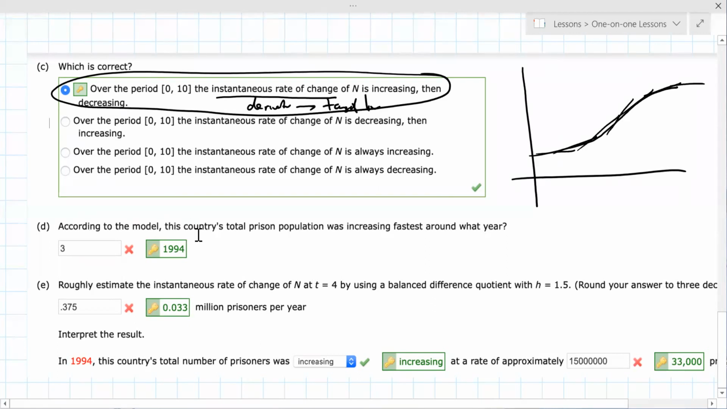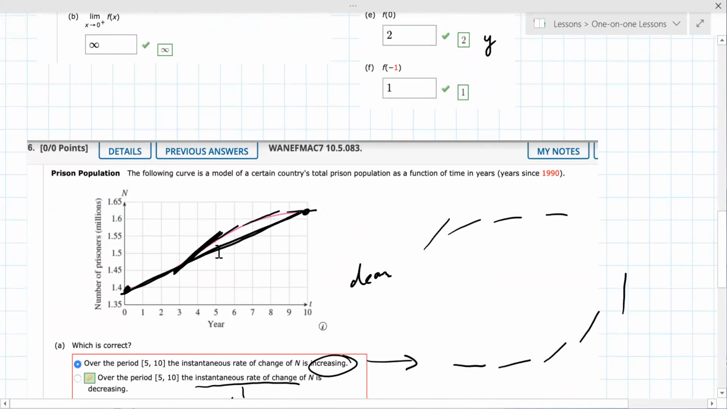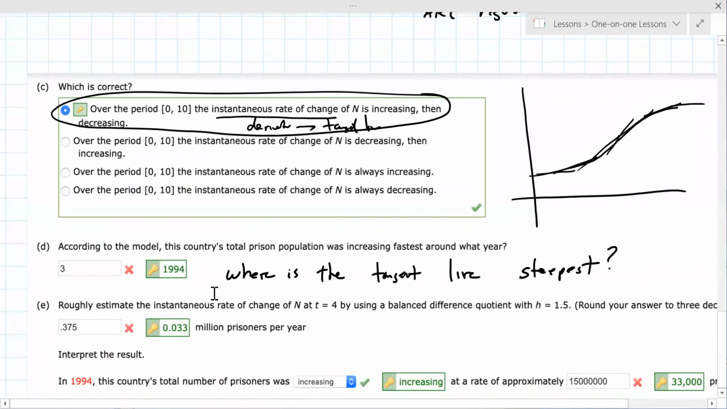Part D, according to the model, this country's total prison population was increasing the fastest around what year? This is asking where is the tangent line steepest? Steepest. So if I go back to it, you'll see that it's steepest right here around 5-ish. Well, I don't know, maybe 4. Can't remember. Okay. Yeah. So the answer wouldn't be 3. It would be 1990 plus whatever value you get.